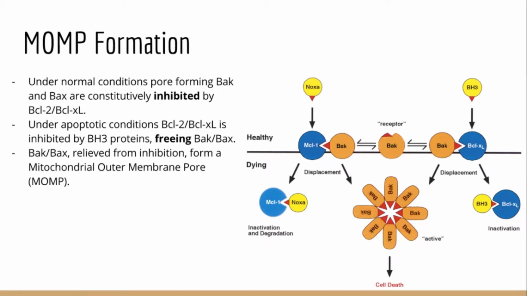So the BH3 proteins are the ultimate manifestation of apoptotic stimuli because when they are upregulated, they bind and they disrupt this happy BCL2 BAC relationship. They do this by binding to BCL2's BH3 domain, and they steal it away from BAC.